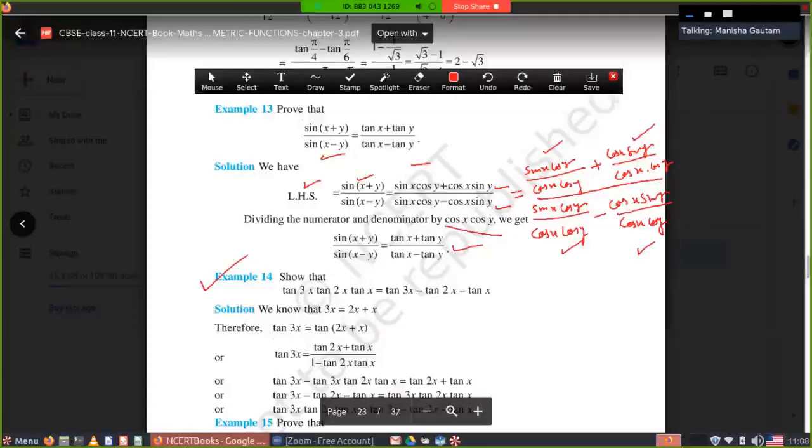Now come to example number 14: tangent 3x, tangent 2x, tangent x is equal to tangent 3x minus tangent 2x minus tangent x. Here another technique is applied. Take the maximum angle, that is 3x, and split it as 2x plus x, and take the tangent of both sides. You get tangent 3x is equal to tangent of 2x plus x. Now apply the formula tangent x plus y: tangent x plus tangent y upon 1 minus tangent x into tangent y.